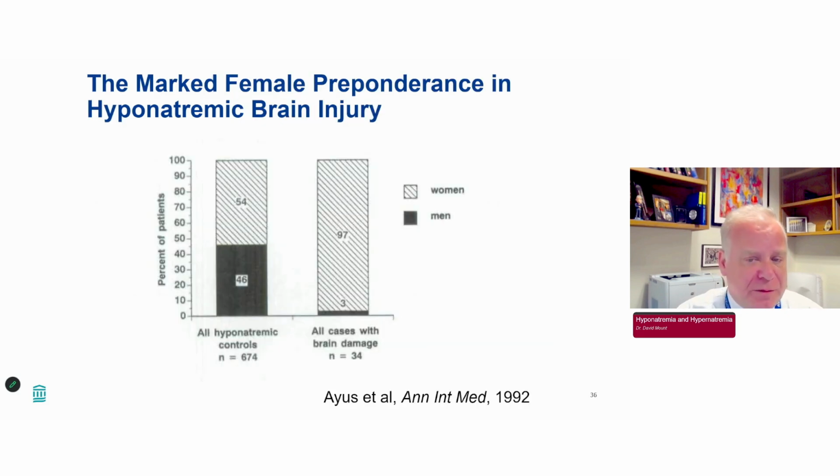Interestingly, there's a female preponderance in acute hyponatremic brain injury. The incidence of hyponatremia isn't any different, or largely not that much different between men and women, but the cases of acute hyponatremic brain damage are almost exclusively seen in females for reasons that aren't entirely clear.